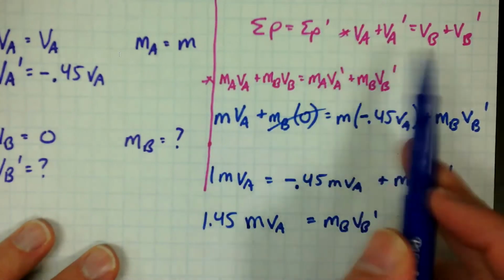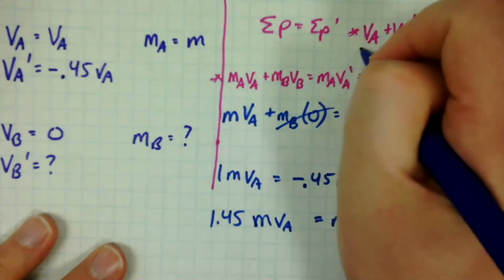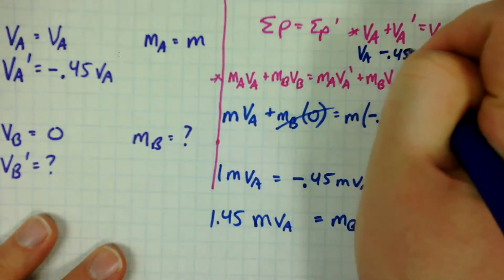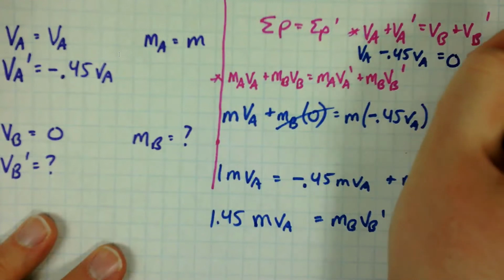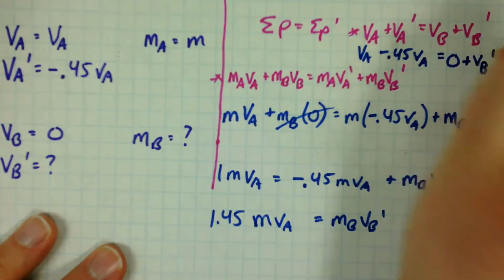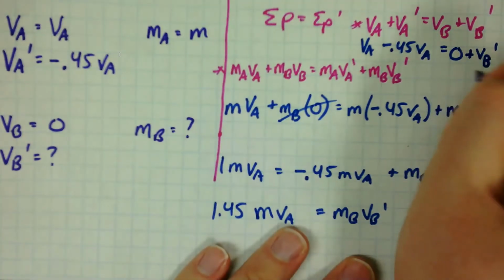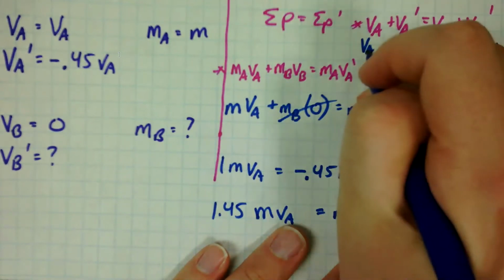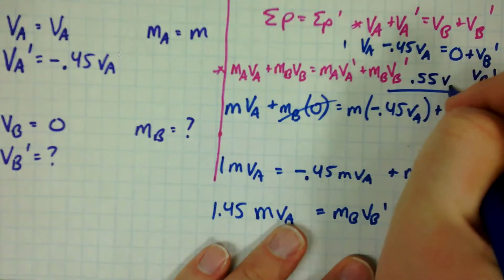We also have to do something with this equation, right? If I look at this equation, VA again is VA. VA prime is negative 0.45 VA. VB is 0, and VB prime is VB prime. So in other words, VB prime in this case should be equal to 1 VA minus 0.45 VA, which is 0.55 VA.